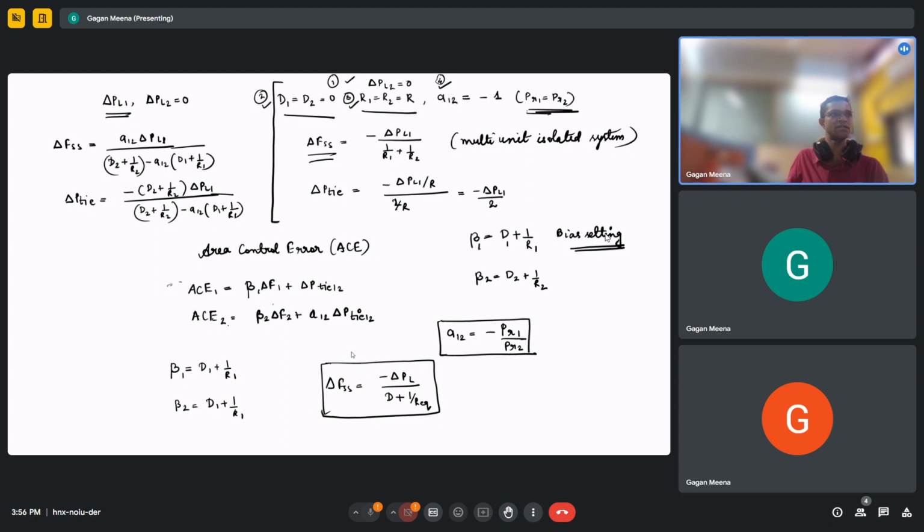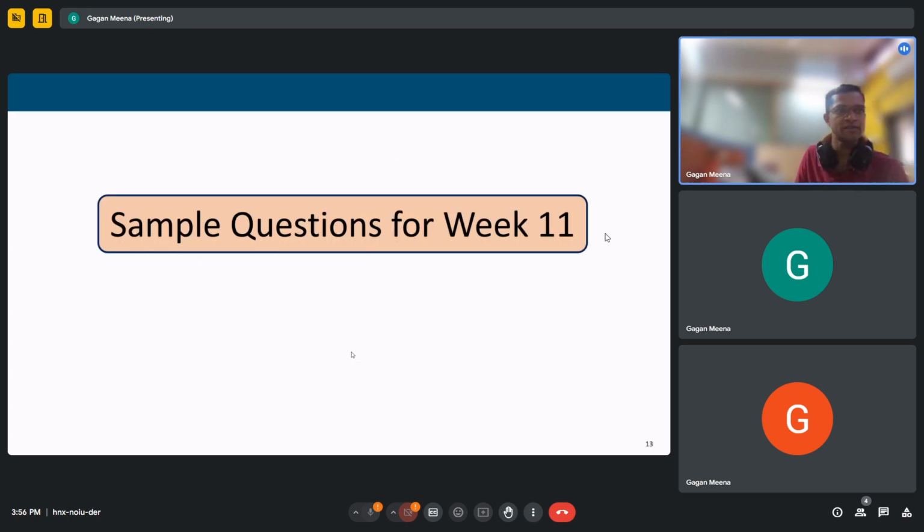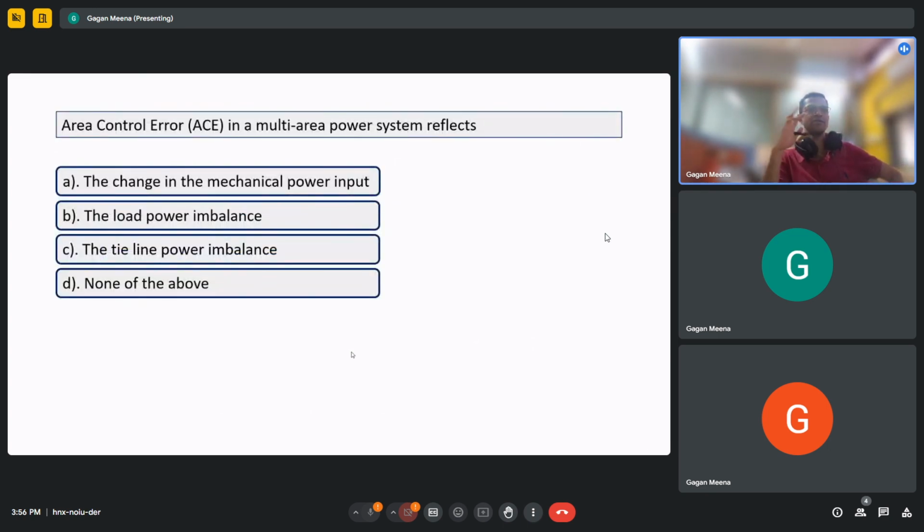So now let us see some questions for this week. We'll start with the first question. The first question is: the area control error in a multi-area power system reflects what? We discussed this last, in the last topic today, and it is also the beginning of next week. So what does the area control error reflect?